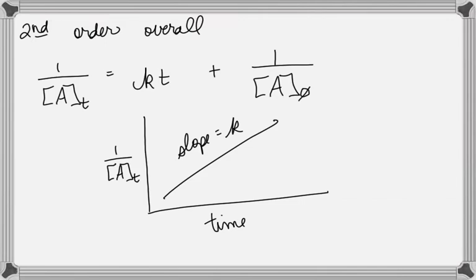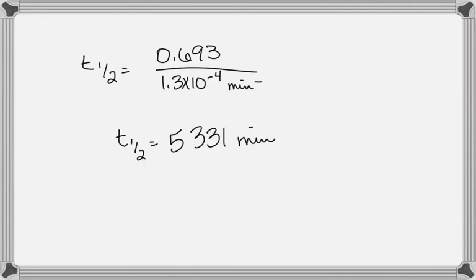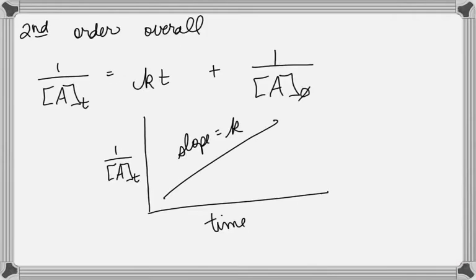Now, there's also a half-life equation for a second-order reaction. Did we do half-life? Yes, ma'am. We did. What is a half-life? It's the time it takes for the concentration to drop by half. Okay? So for a second-order equation overall, the half-life is equal to 1 divided by K times the initial concentration.